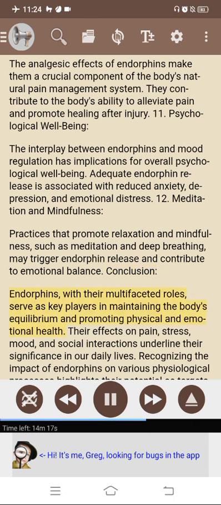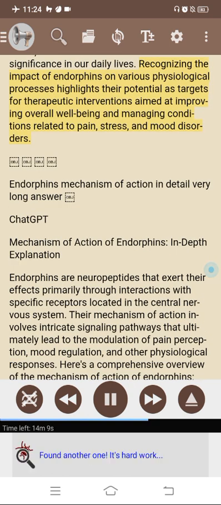Conclusion. Endorphins, with their multifaceted roles, serve as key players in maintaining the body's equilibrium and promoting physical and emotional health. Their effects on pain, stress, mood, and social interactions underline their significance in our daily lives. Recognizing the impact of endorphins on various physiological processes highlights their potential as targets for therapeutic interventions aimed at improving overall well-being and managing conditions related to pain, stress, and mood disorders.